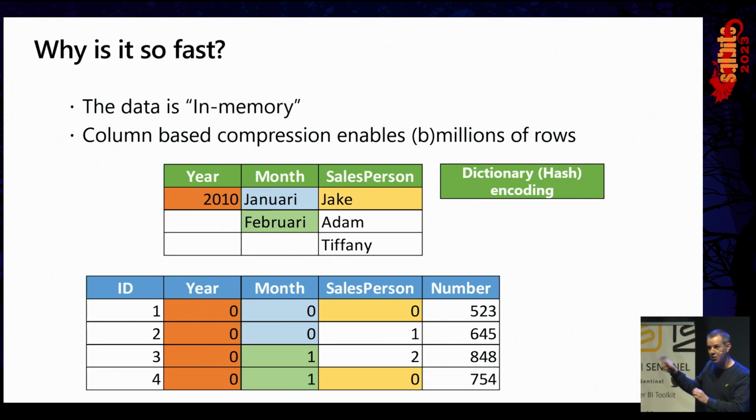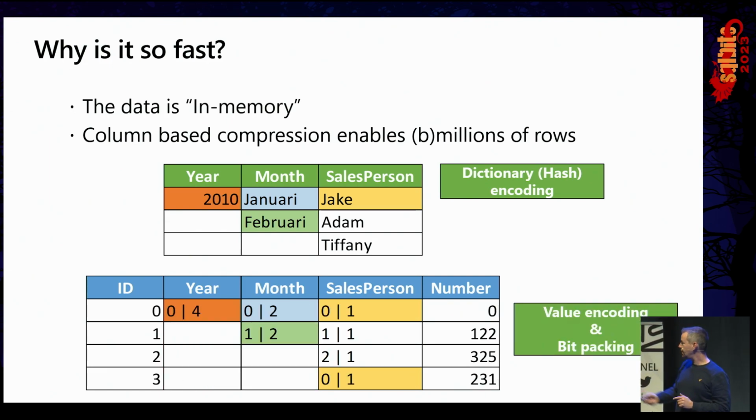Of course, important here is that you don't want a lot of duplicate data, a lot of the same data happening. So that's what we call dictionary hash encoding. It didn't do anything with the numbers here. So that's the next step. There are two things that happened here. We did value encoding and we did bit packing. Well, let's start with the first one, value encoding.